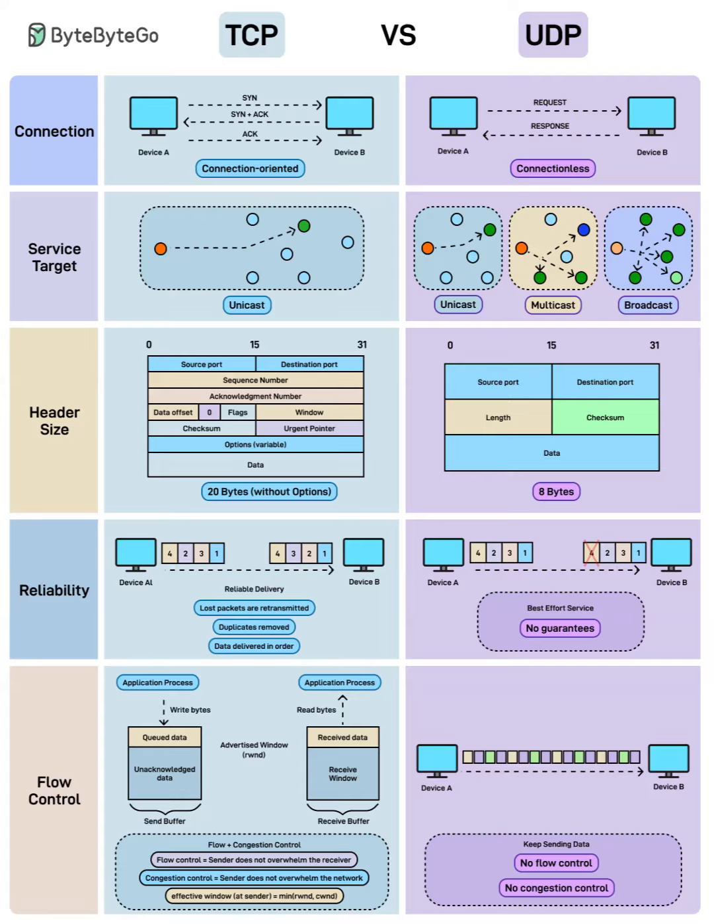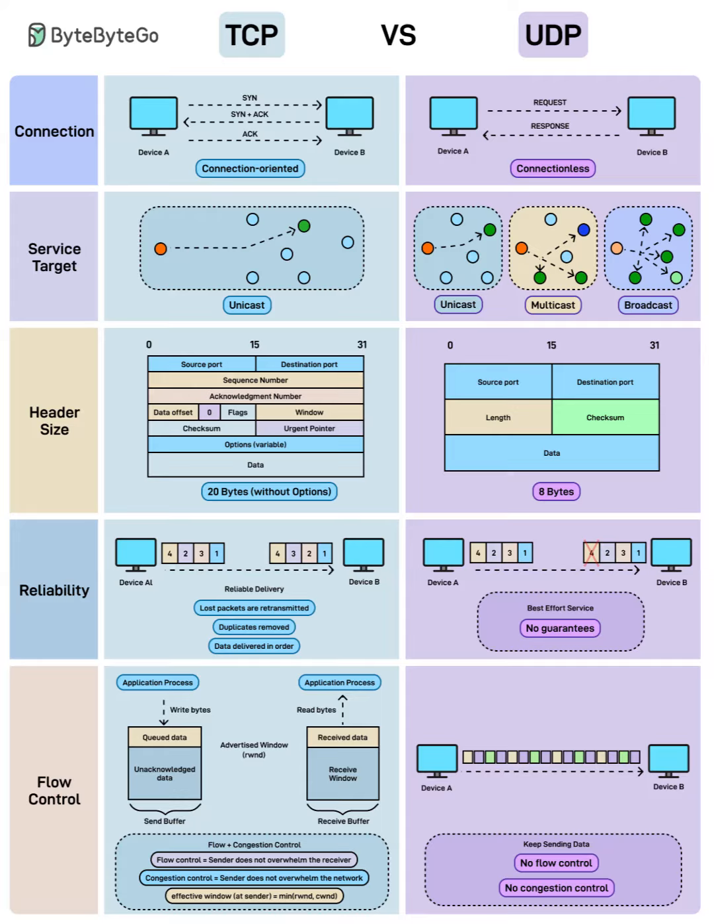Header size at a glance. A plain TCP header without options is 20 bytes, and it can grow with options like timestamps and window scaling. The UDP header is a fixed 8 bytes: source port, destination port, length, and checksum. Smaller headers mean less overhead per packet, which is why UDP shines when every millisecond counts.